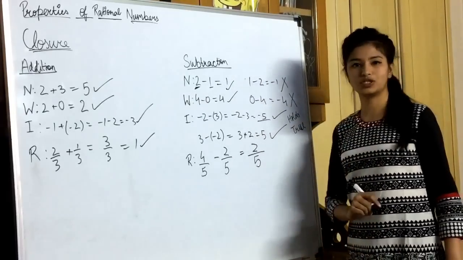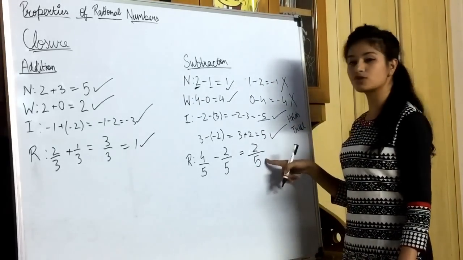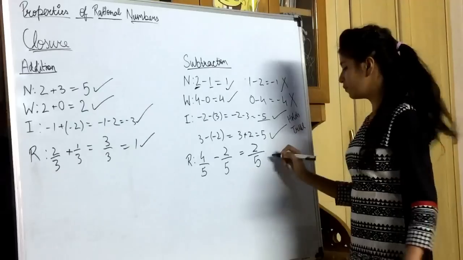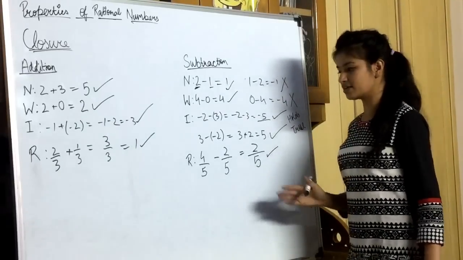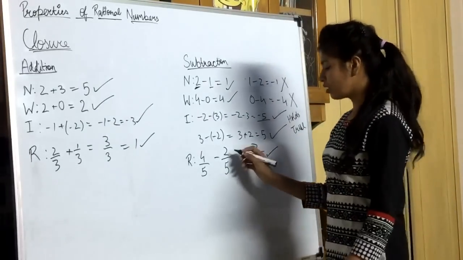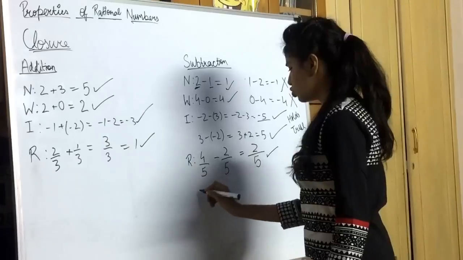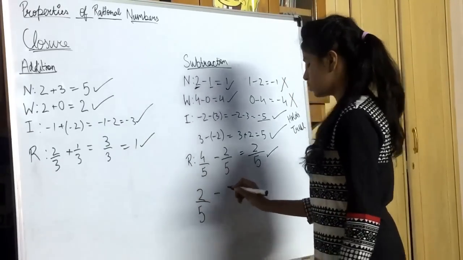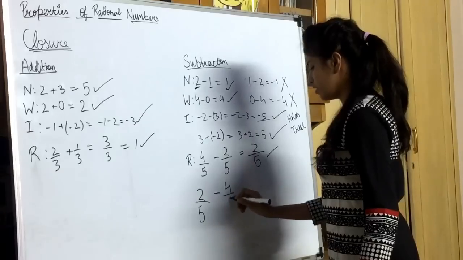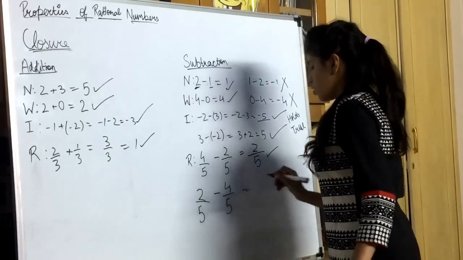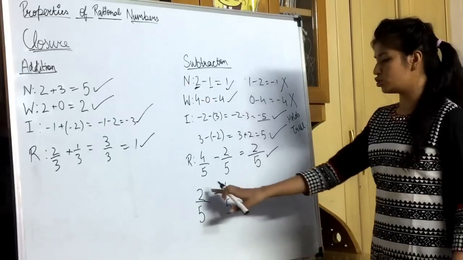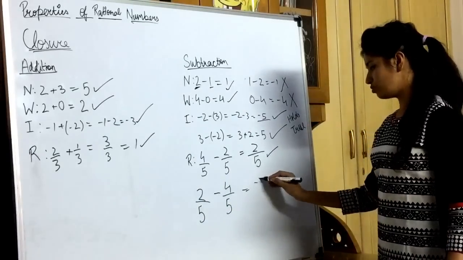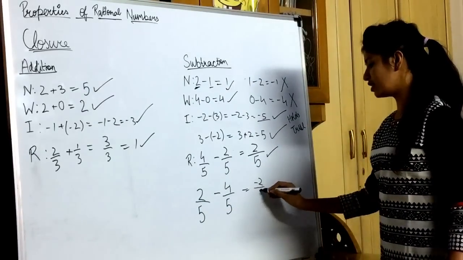Is 2 by 5 a rational number? P by Q form where Q is not equal to 0. It is a rational number. So it holds true for this case. Now let's reverse the digits. Let's take 2 in the front, 2 by 5 minus 4 by 5. What we see here is 2 minus 4 gives us minus 2, denominator remaining the same.